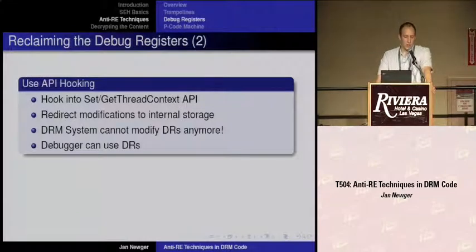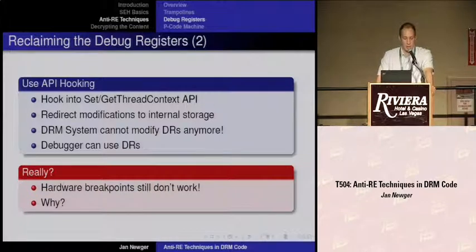What we can do is use API hooking in userland to hook the SetThreadContext and GetThreadContext APIs in order to redirect any modification attempt or read attempt to our internal storage and fake all the values the DRM system actually expects to see. As a consequence, the DRM system would not be able anymore to modify the debug registers, and this is good, because that's what we ultimately want to achieve.